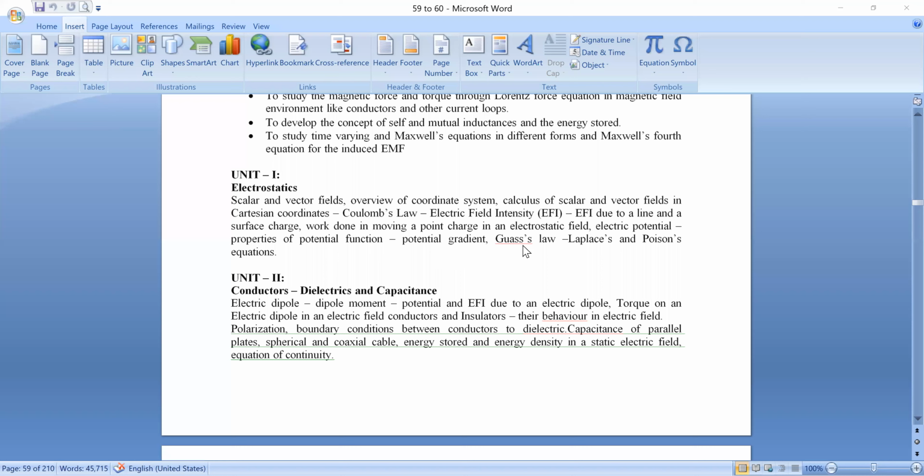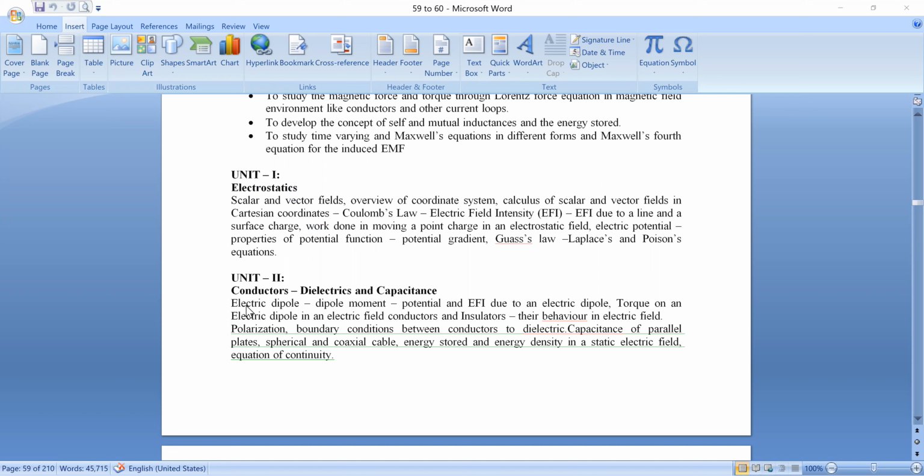And also in this chapter we discuss the Gauss law. Gauss law and its applications also we discuss here. So the applications of Gauss law, and there are Laplace and Poisson's equations. So these are the syllabus in unit 1. Simply, throughout the entire chapter it is about the electric field or electric potential when the charges are at rest. That is the entire syllabus in unit 1.